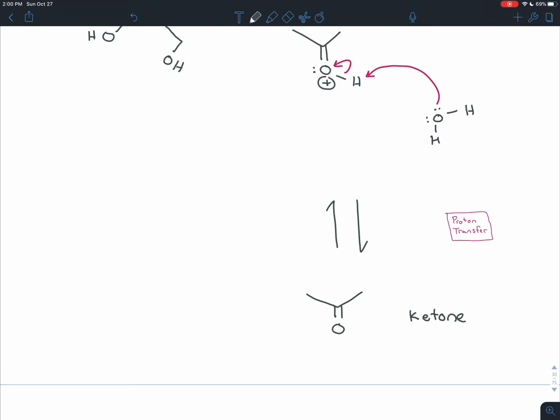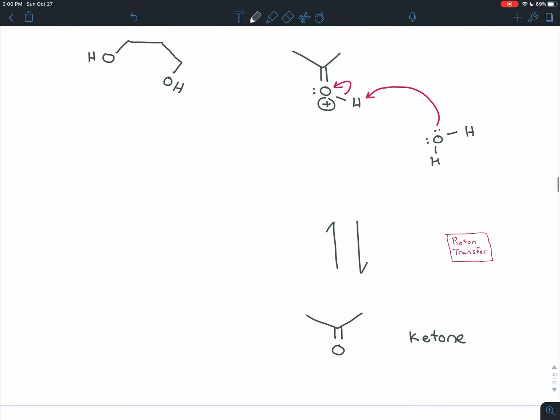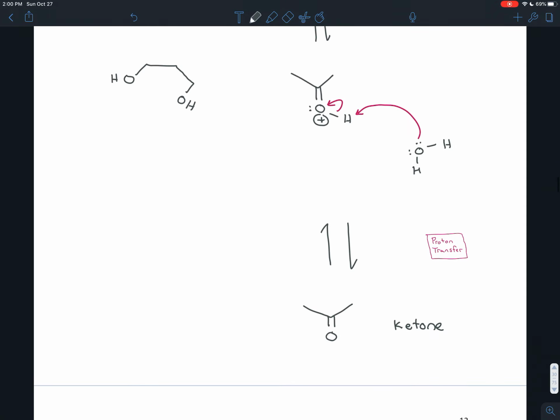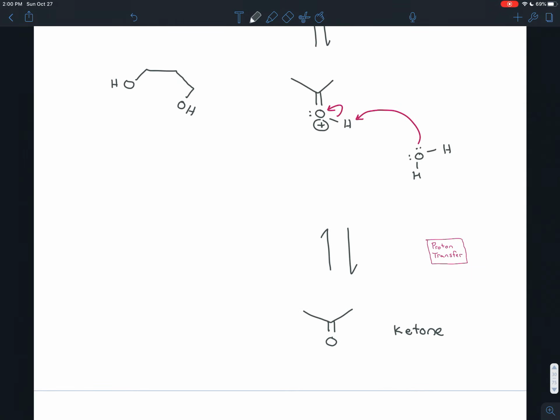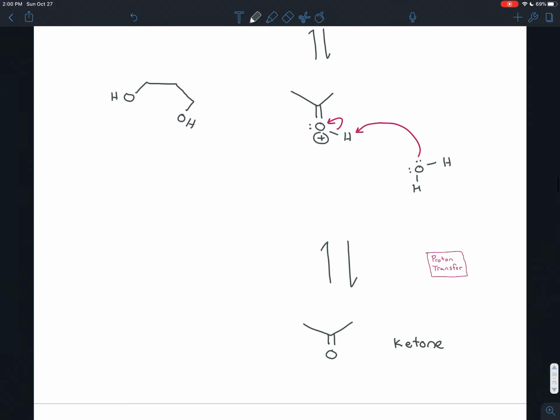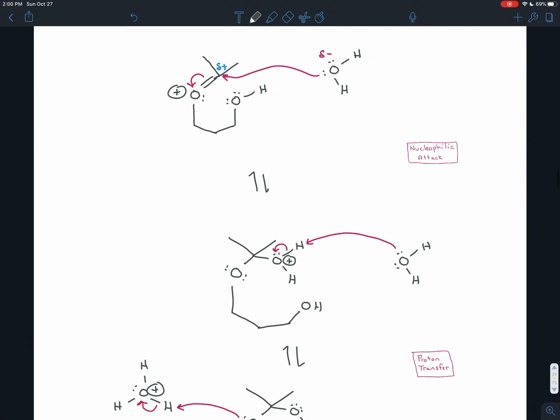Here it's upside down. But remember, these are three-dimensional molecules. They can exist in any direction they want. So that's acetone. You might use it as nail polish remover. And that's ultimately the product that we get when we do this acetal hydrolysis.